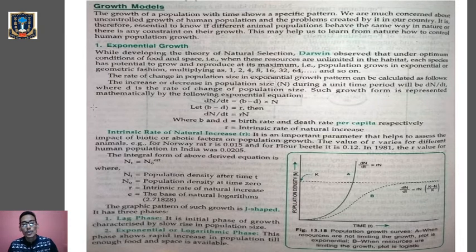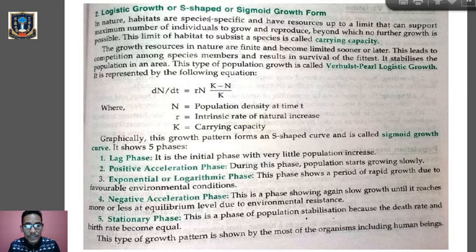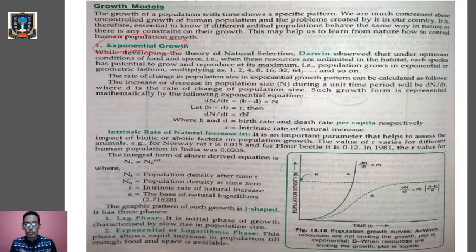Okay, now next we'll talk about the growth models of populations, because the growth of a population with time shows specific patterns. So we have two types of growth models. One is called the exponential growth model, and the second one is called the logistic growth model, or the S-shaped growth model, or the sigmoid growth model. First we'll learn about the exponential growth model.